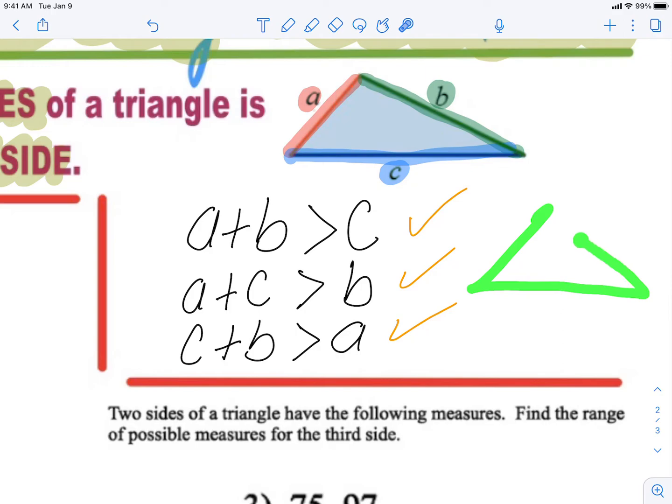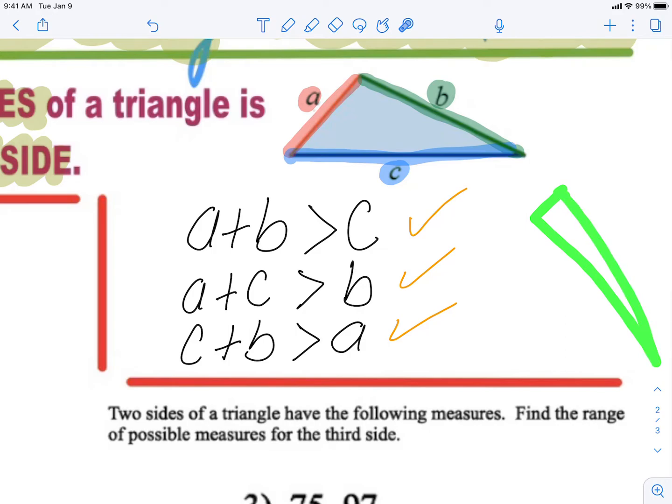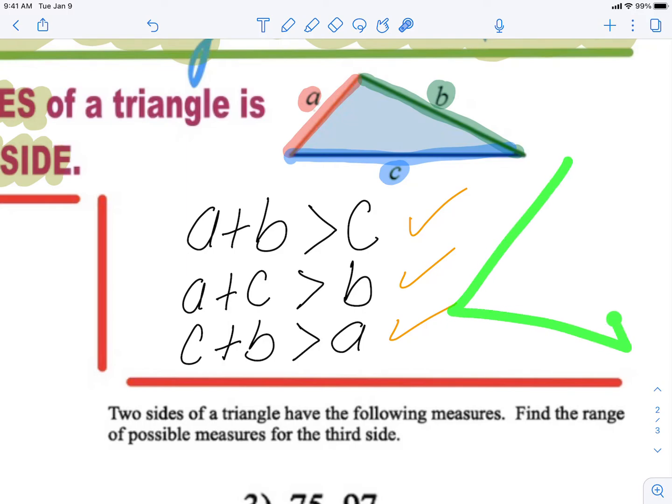Or like the one that I'm seeing now, or a small, long, and then, yeah. That's a yes when you have all three checks. When you don't have all three checks, you get something that doesn't close up, doesn't make it a triangle. It is not a triangle.